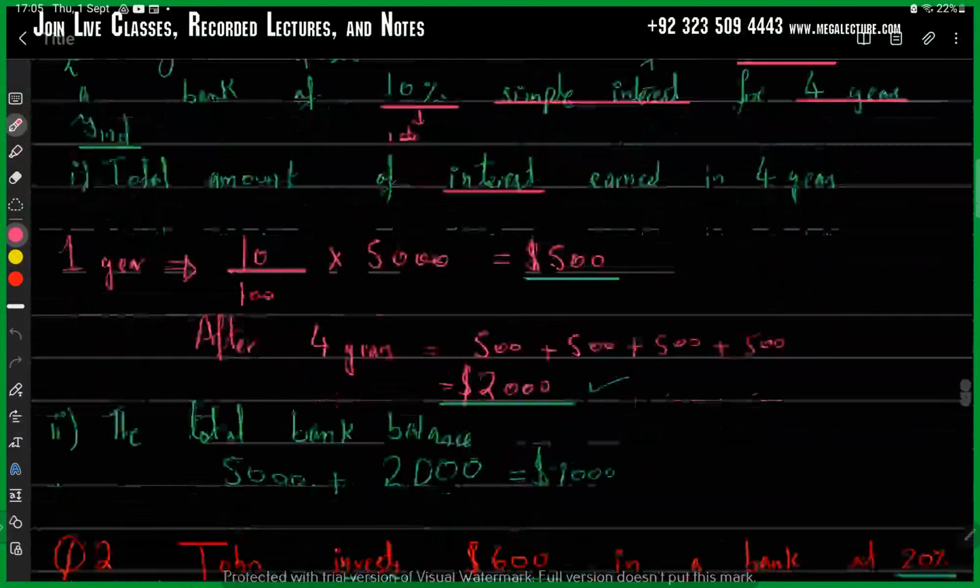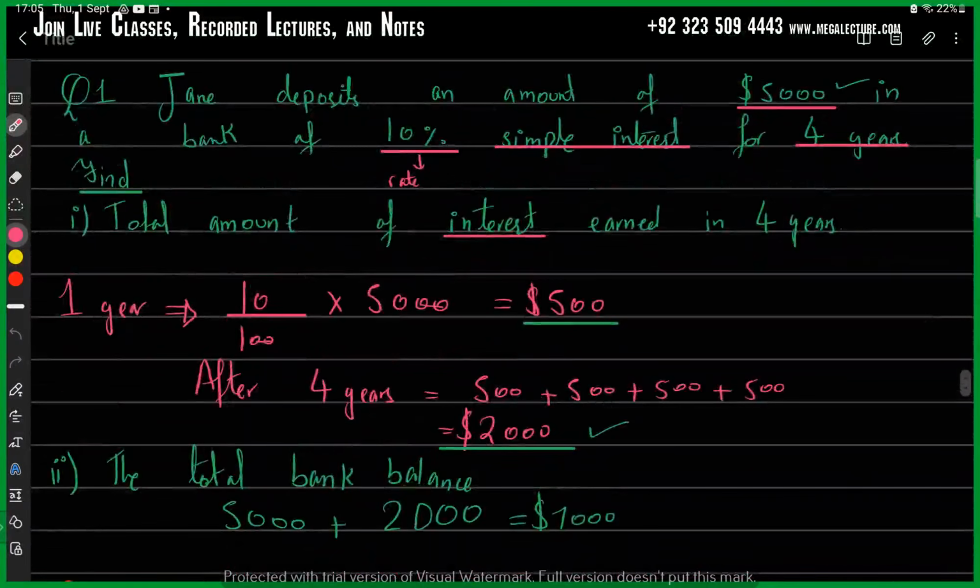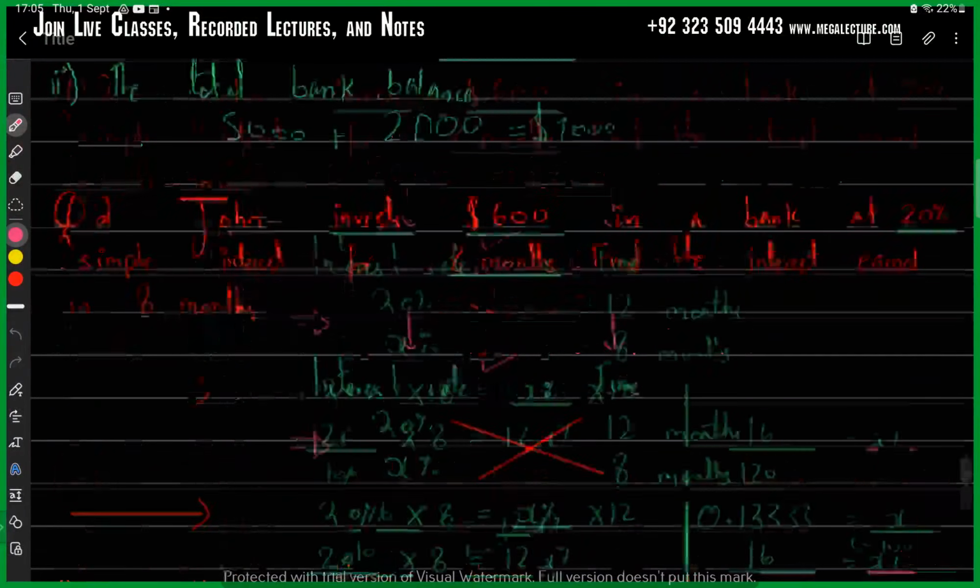Then we discuss the first question type where we have the initial amount, where we have the interest rate, and then you need to find the interest amount and the total bank balance. That was fine.